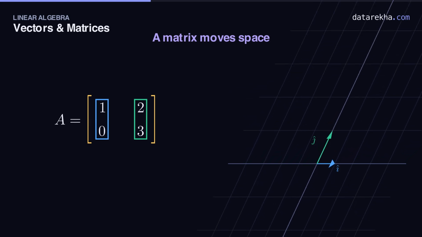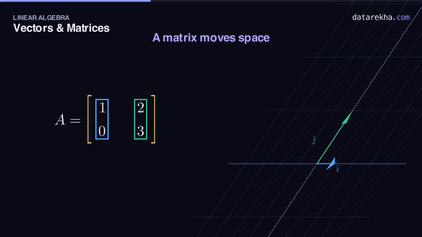So watch. i-hat slides to 1, 0, it barely moves, and j-hat swings out to 2, 3. The entire grid stretches and shears to follow them. That single motion is what the matrix does to every point at once.